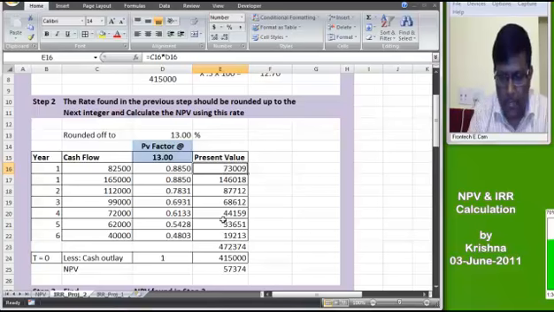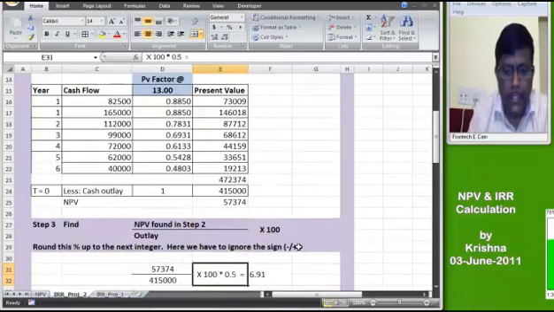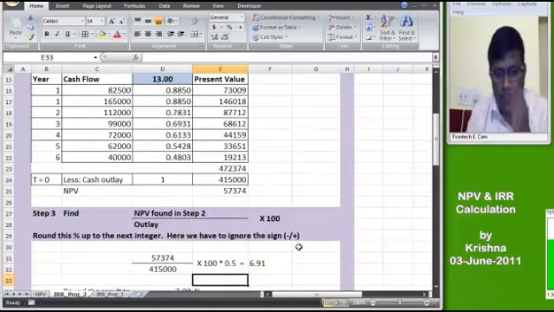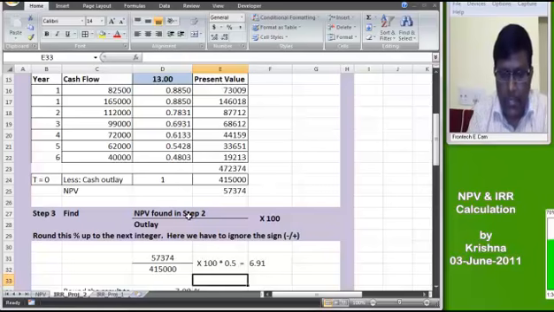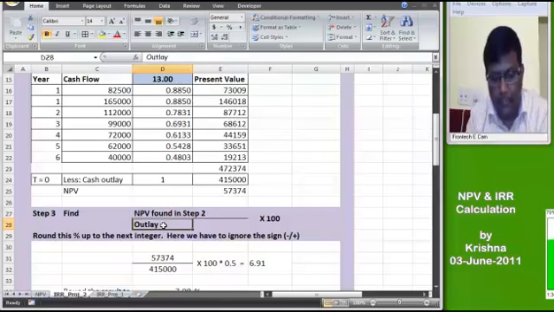So we are having present values as 4,72,374. The cash outlay of project 2 is 4,15,000. So we are having a positive net present value of 57,374. Okay.